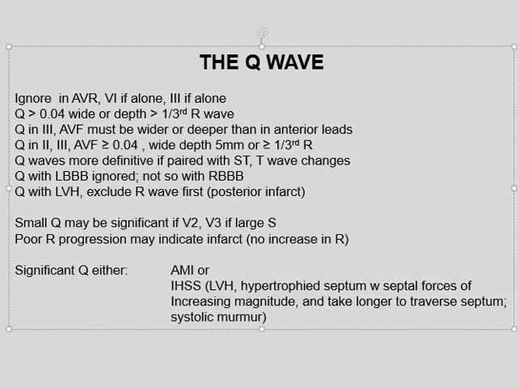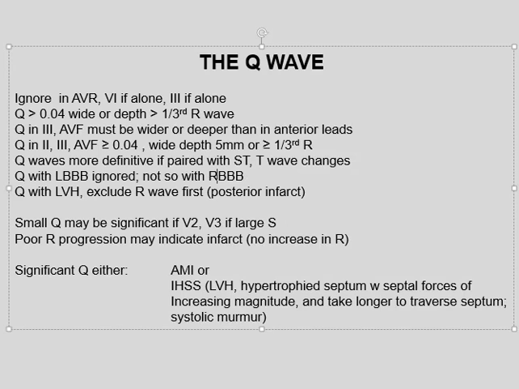3 alone, ignore it. To be significant, a Q wave has to be more than 1 little square wide, or it has to be more than 1/3 the size of the R wave in its depth. A Q wave in lead 3 and AVF must be wider or deeper than in the anterior leads. Also, a Q wave in 2, 3 and AVF must be wider than 0.04 and has to have a depth at least 5 millimeters or greater than 1/3 of the corresponding R wave. Q waves are more definitive if paired with ST and T wave changes.